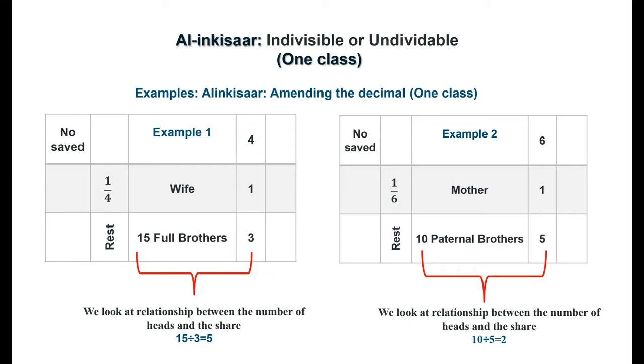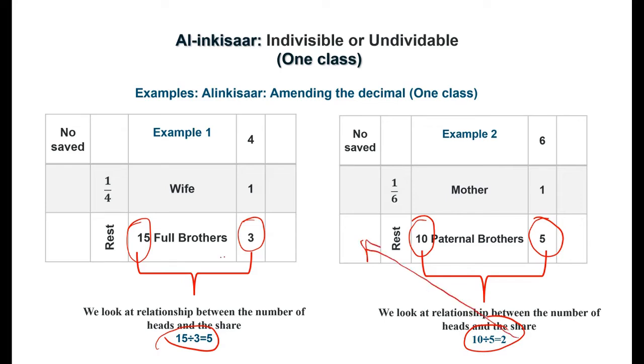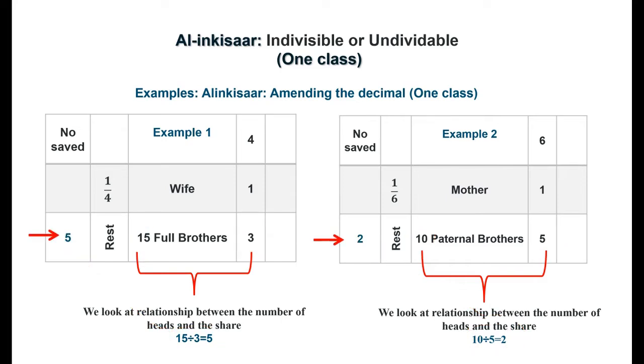So in this example, we look at the relationship between the two numbers, 15 and 3, and we have 10 and 5. The share can divide the number of heads. So we say here 15 divided by 3 equals 5. And the other one we have 10 divided by 5 equals 2. So we save the results into the place here. So we have 5 in the first example and 2 in the second example. This is the number we saved now.